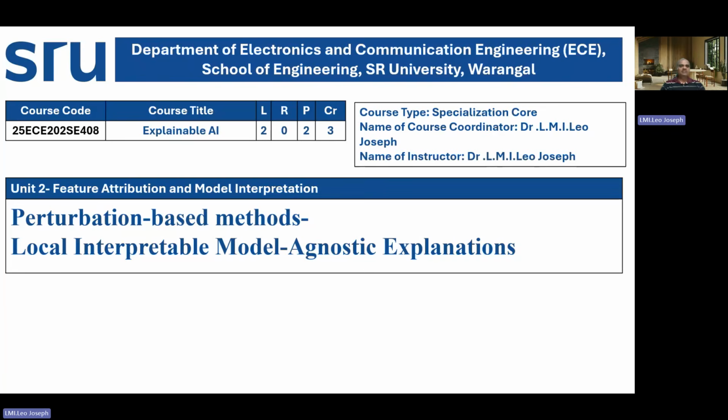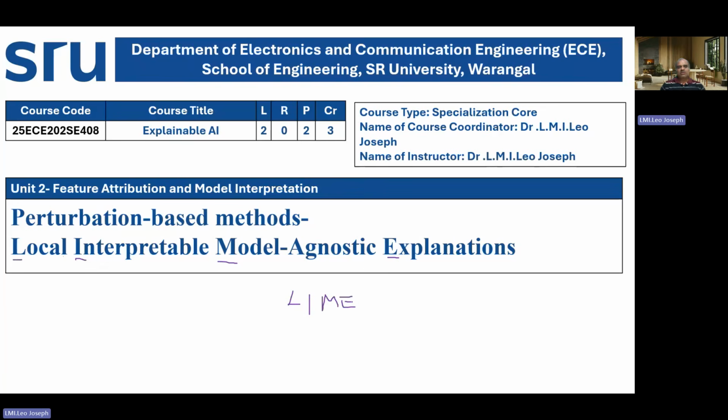Some of the methods are there. In that, I am first taking local interpretable model agnostic explanations, and only that we are going to take for today's discussion. That is shortly called LIME. You can take the first letter L, this is I, this is M, and this is E. So shortly it is called LIME. In explainable machine learning, we are calling this the LIME model.